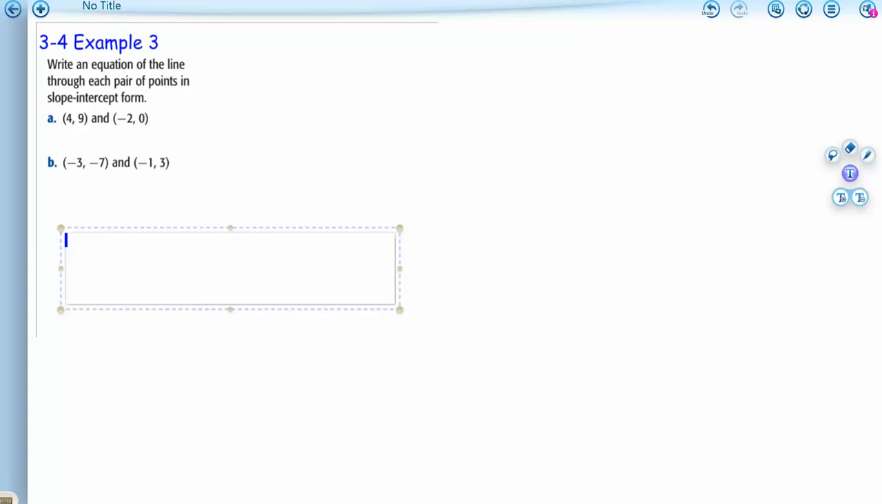Write an equation of the line through each pair of points in slope-intercept form. So slope-intercept form is y equals mx plus b. But that's not where I'm going to start.